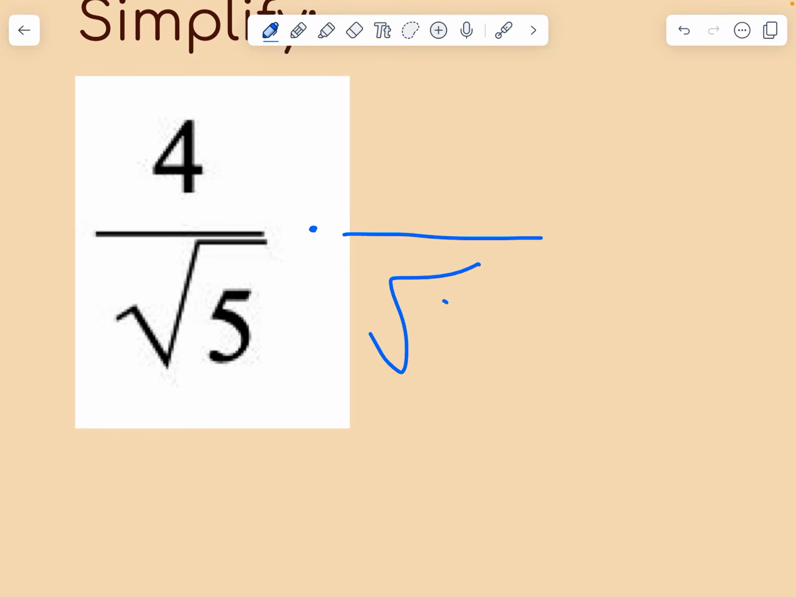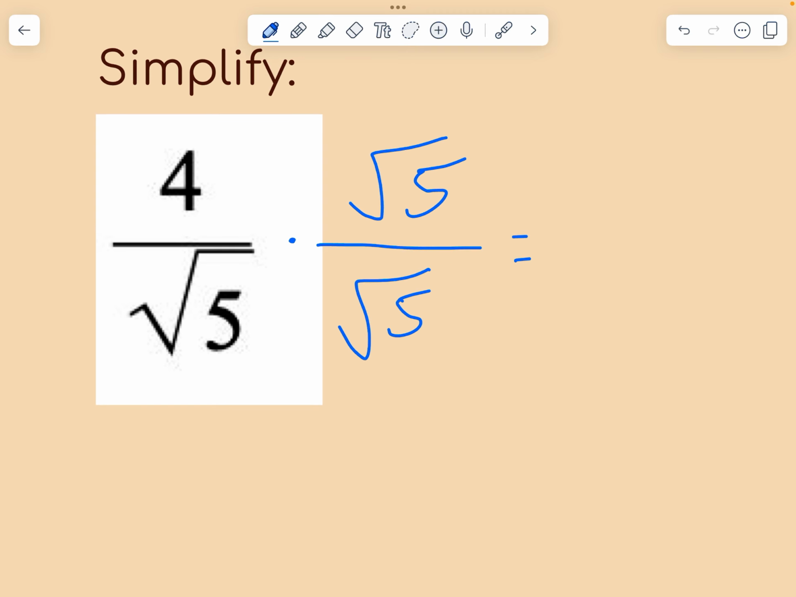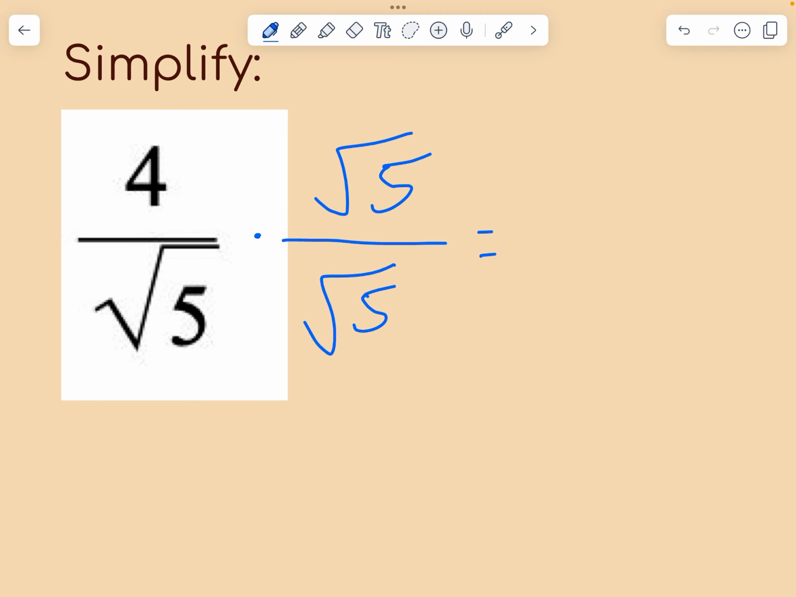You want to multiply by whatever is in the square root on the bottom over itself. Okay, the reason you're allowed to do this is because anything over itself is equal to 1. So really we're not changing our number, we're just multiplying it by 1. All we're doing is changing its form, okay? So when we multiply straight across, okay? So 4 times radical 5 is just 4 radical 5 because the 4 is not in a radical, the 5 is in a radical, so we don't multiply them together, okay?